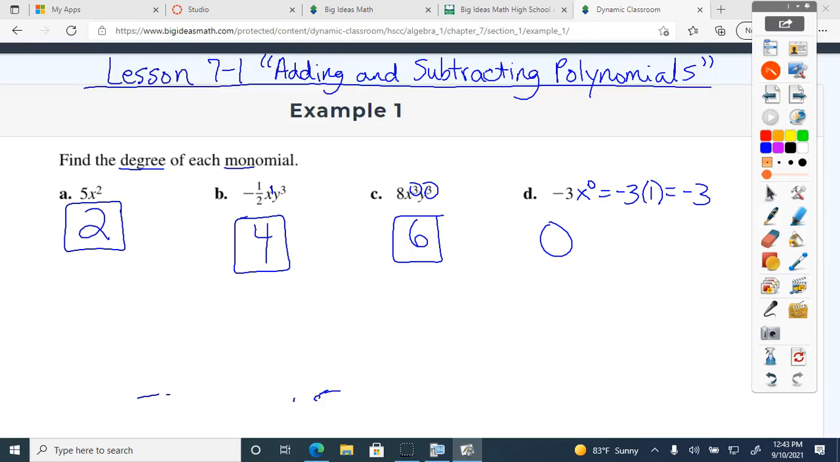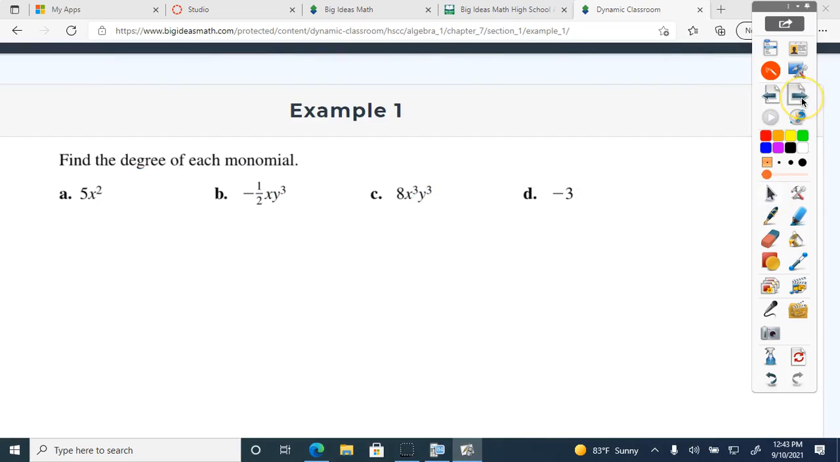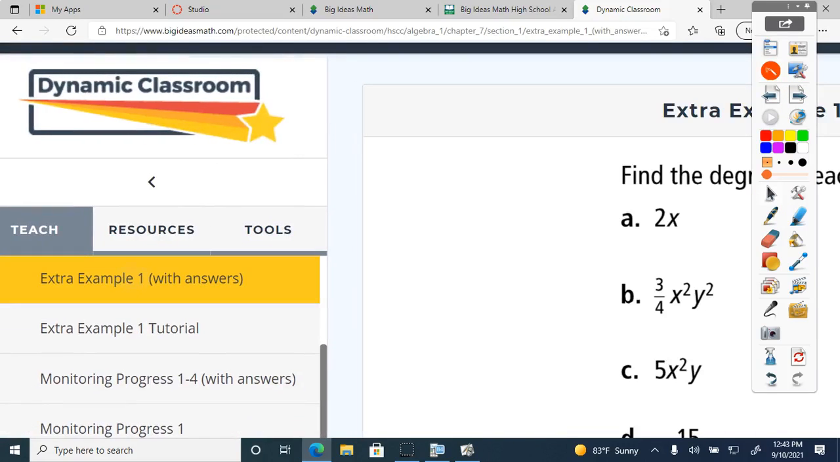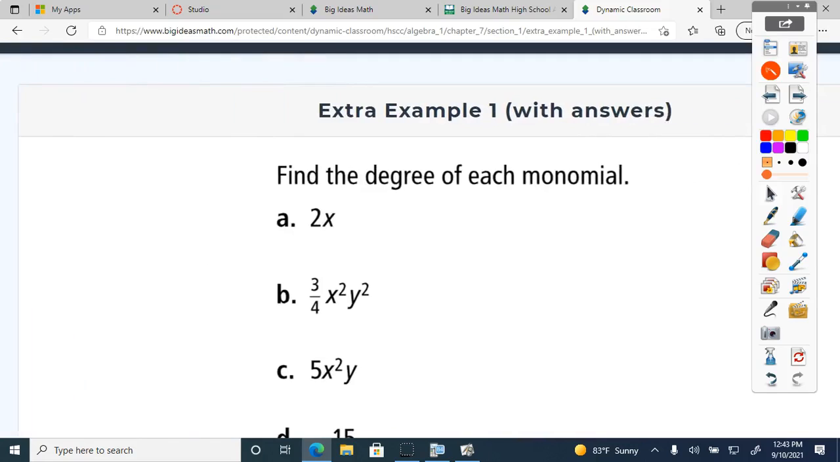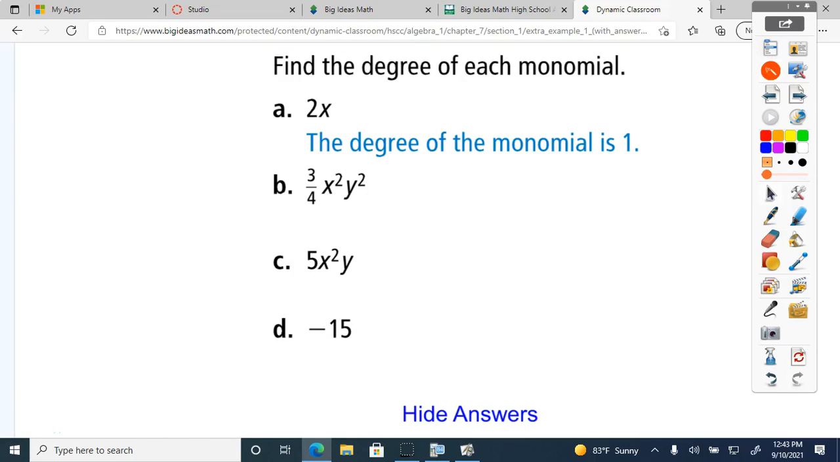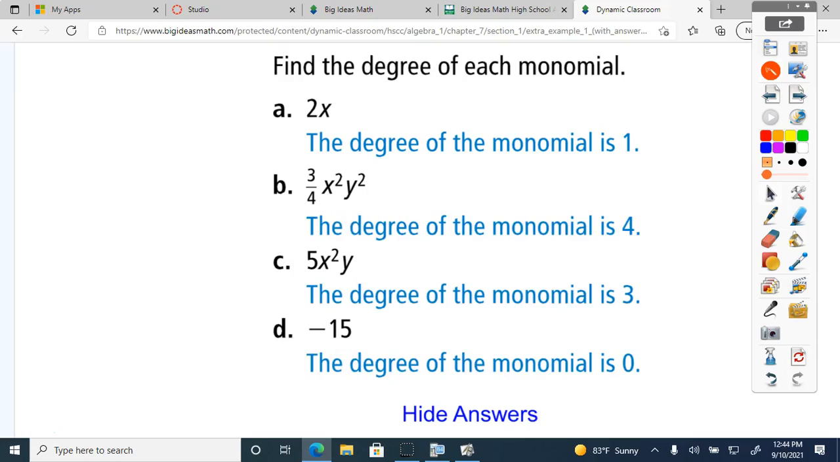Any questions on example 1? No. Everybody good? Beautiful. Real quick, we're going to do an extra example. A, exponent 1. Beautiful. 4. 4, equal 3. 3, 0. Got it. Everybody good?